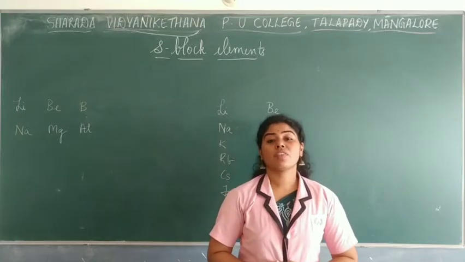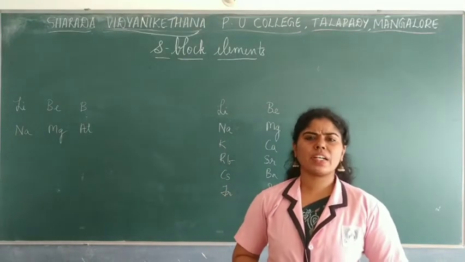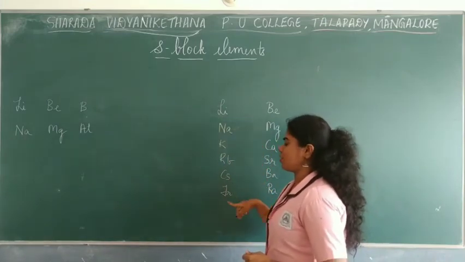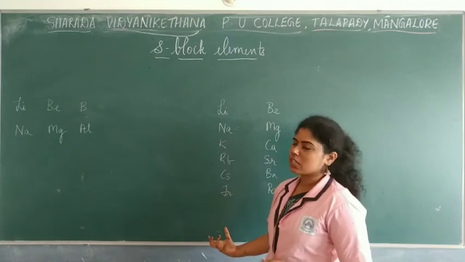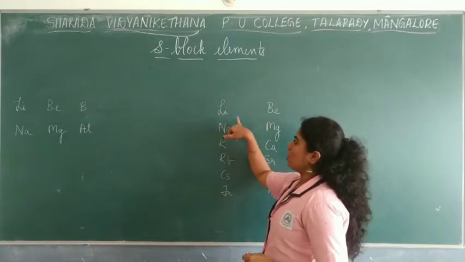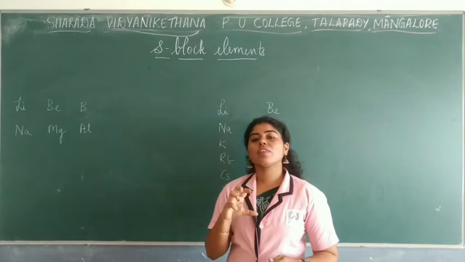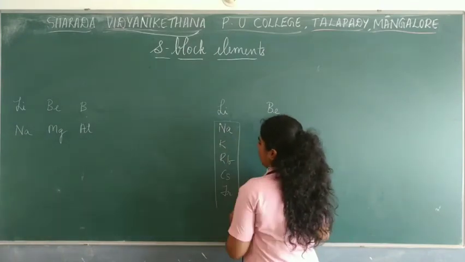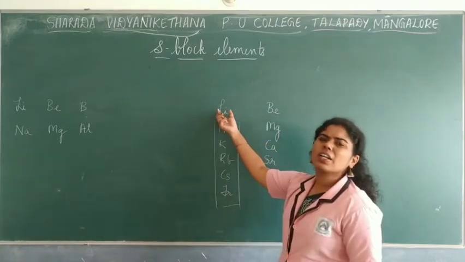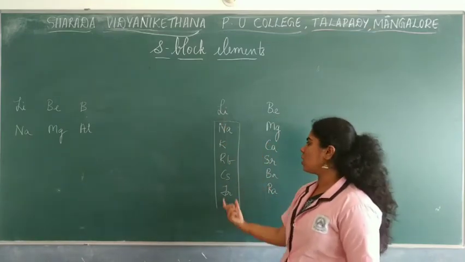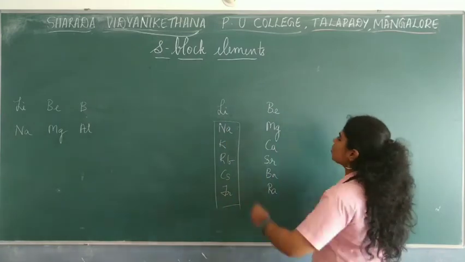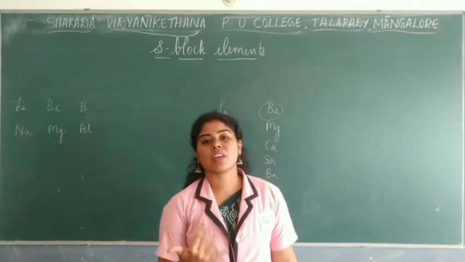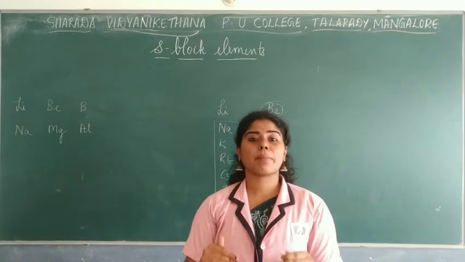We also find some anomalous properties when you compare different elements. As I said, in group 1 elements like lithium, sodium, potassium, rubidium, cesium, francium, the lithium element will have some properties which are not similar to its own group. It will have a different kind of property. It won't be matching the same group. And even beryllium also exhibits that property. That is anomalous behavior in their properties. They won't be similar to that particular group.